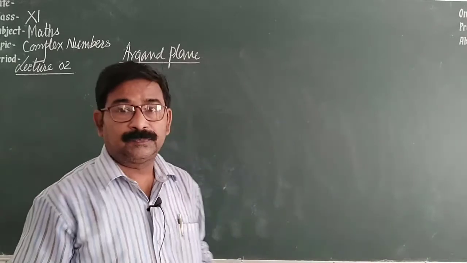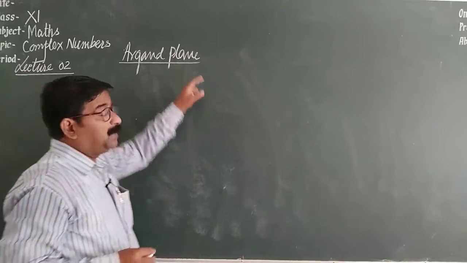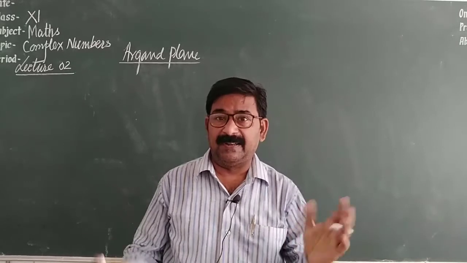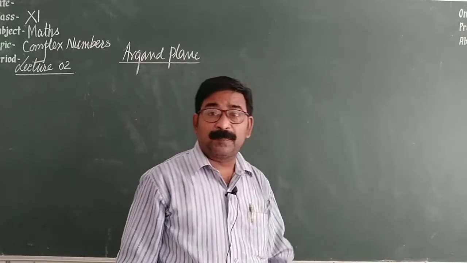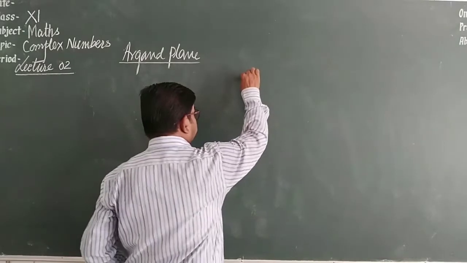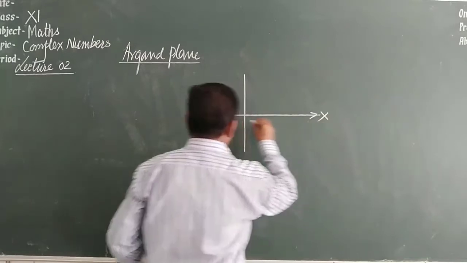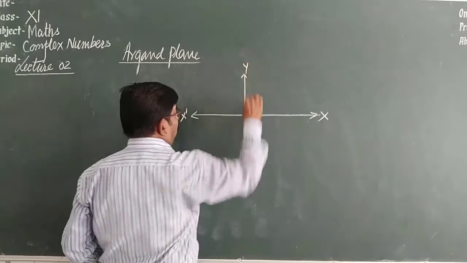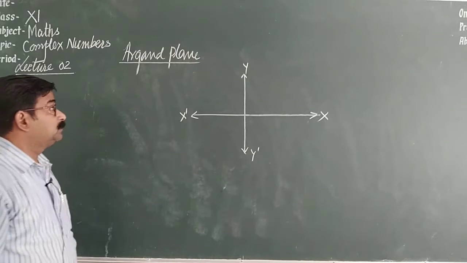Now let's see the term Argand plane. Argand plane means any plane on which you can draw the axes. A plane surface is called an Argand plane. Now, how do we represent a complex number in a plane? Let's see. This is the x-axis, x dash, y and y dash.